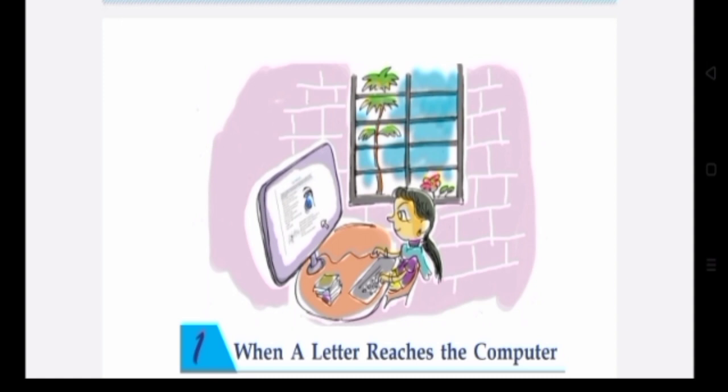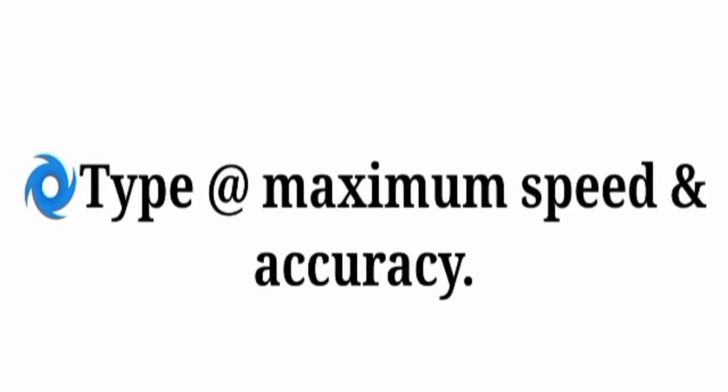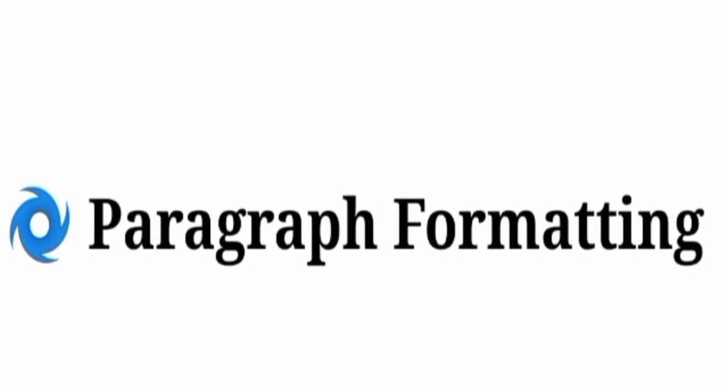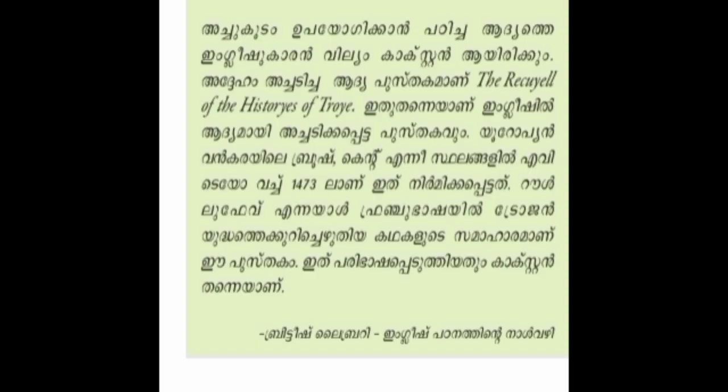After completing this chapter, you will be able to identify and use different types of input and output devices. Second, you will be able to type with maximum speed and accuracy. Third, you will be able to use text editing methods like cut, copy and paste. After that, you will be able to format the paragraphs and arrange them. At last, you will be able to insert images into your page and make it more attractive.